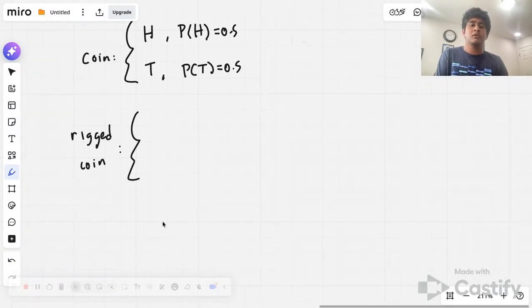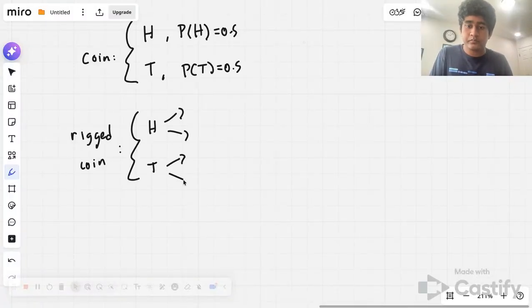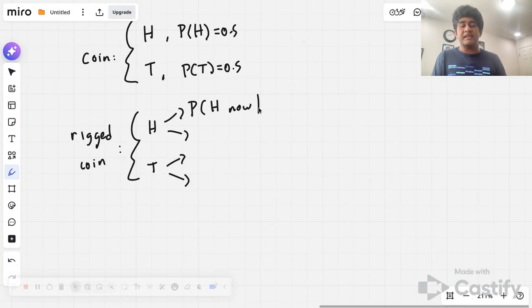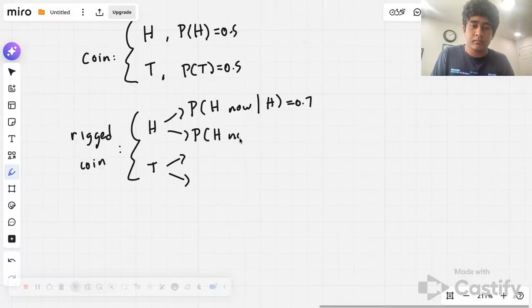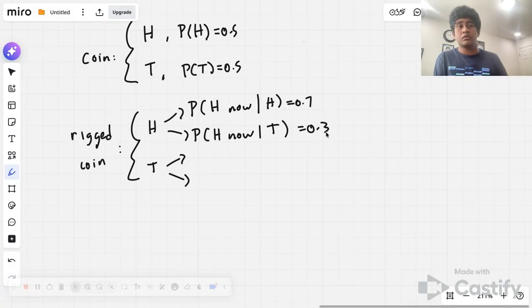We'll say our rigged coin still has two events that can happen, which is heads or tails. But let's add some rules for the rigged coin. So say that we have heads now. The probability that, given we have heads now, the next event will also be heads, which means that the state is unchanged, is going to be 0.7. So this means that given that we have heads now, the probability that the state changes to tails is 0.3.